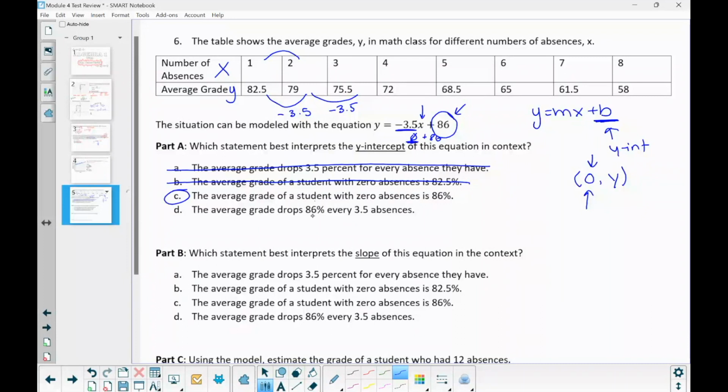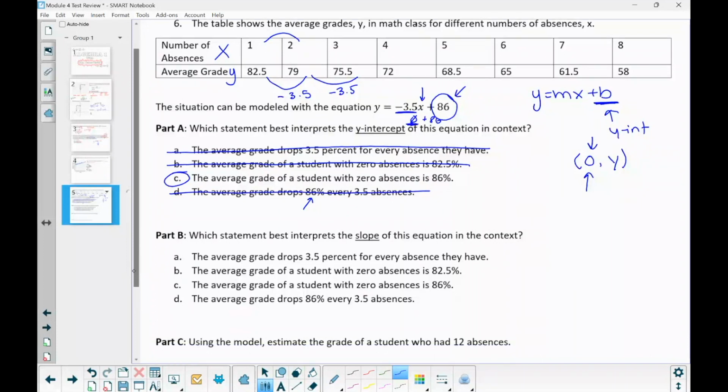There we go. The average grade drops 86% every 3.5 absences. Well, that doesn't seem very accurate because 3 days is not going to cause your grade to go down 86%. So our answer is C.